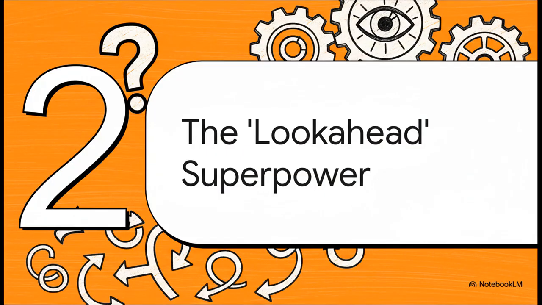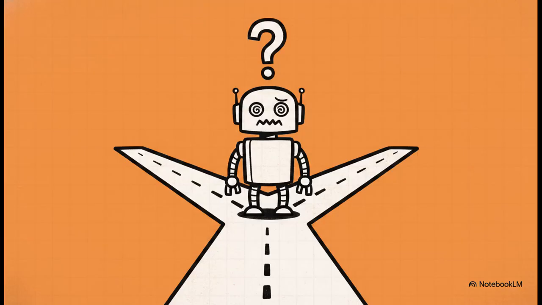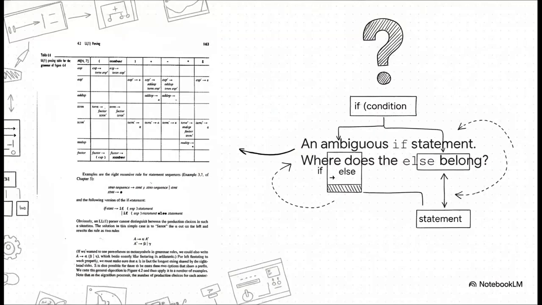Okay, so let's talk about the lookahead superpower. Because as you can probably guess, this whole process isn't always so straightforward. Sometimes, even for a computer, the rules of a language can be a bit fuzzy, ambiguous, and that can lead to some real problems. Imagine a simple parser, just chugging along, reading your code from left to right. It can run into a situation where it has 2 totally valid choices and absolutely no clear way to decide which one is the right one. It just gets stuck.